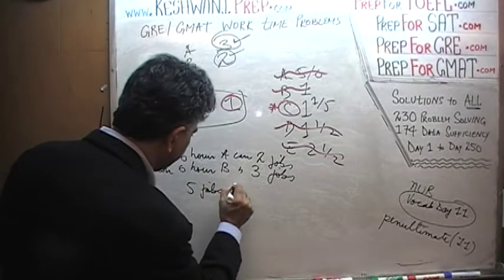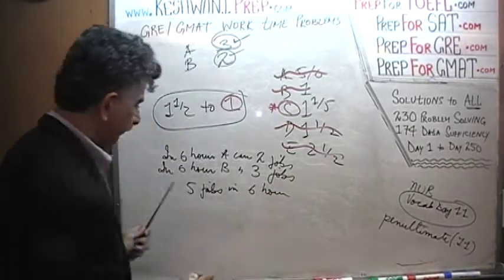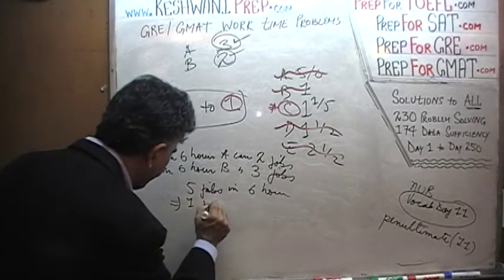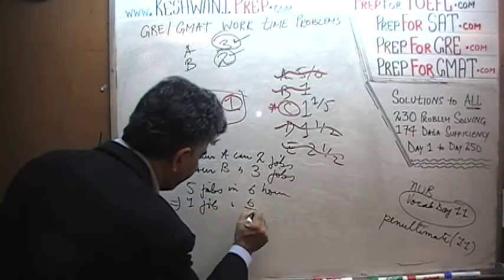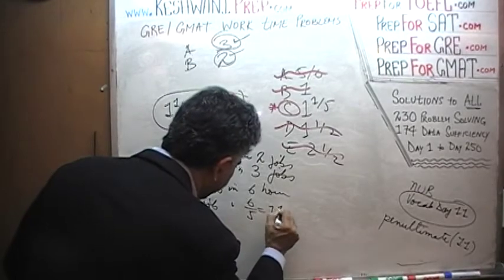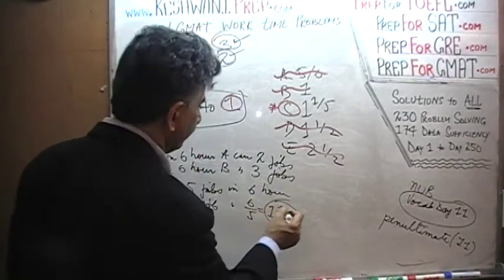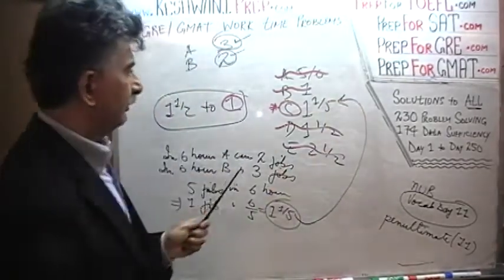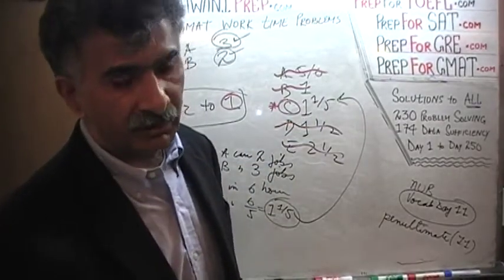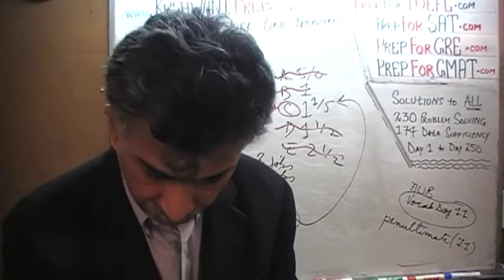They can do five jobs in 6 hours. Well, if they can do 5 jobs in 6 hours, that implies that 1 job should take 6 fifths hours, which is the same as 1 1/5. 1 1/5, voila. Which is exactly what we had come to conclusion just by doing it rationally, logically. Let's do one more.